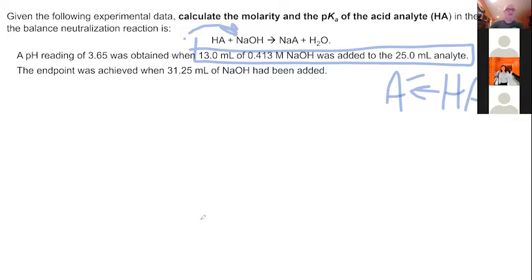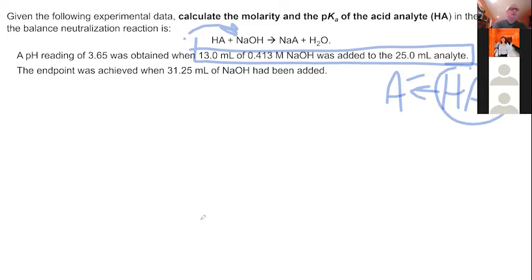I'll give you a suggestion. We can start with how many moles of weak acid were there at the beginning, before I added any hydroxide. How could I figure that out? Concentration and volume. Right, because we just calculated what the concentration was, and we know what the volume is. So that'll give us the number of moles of HA at the beginning.